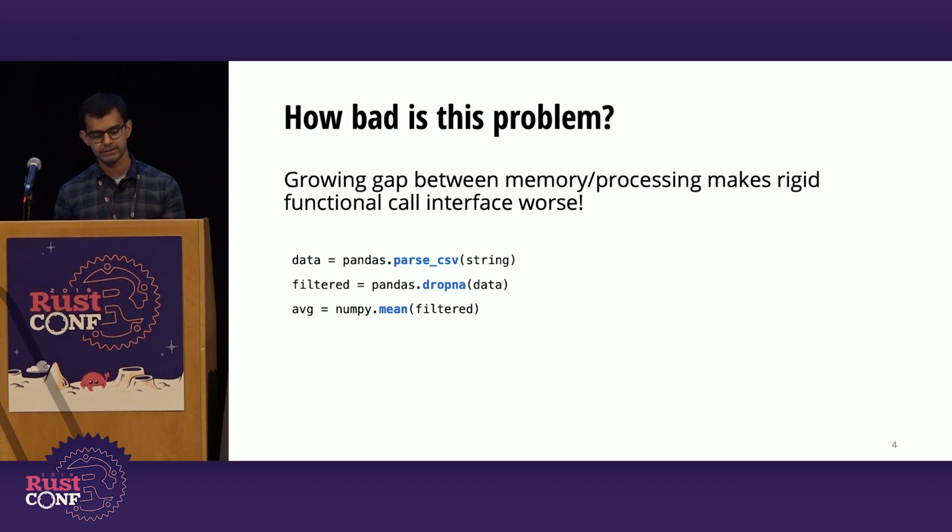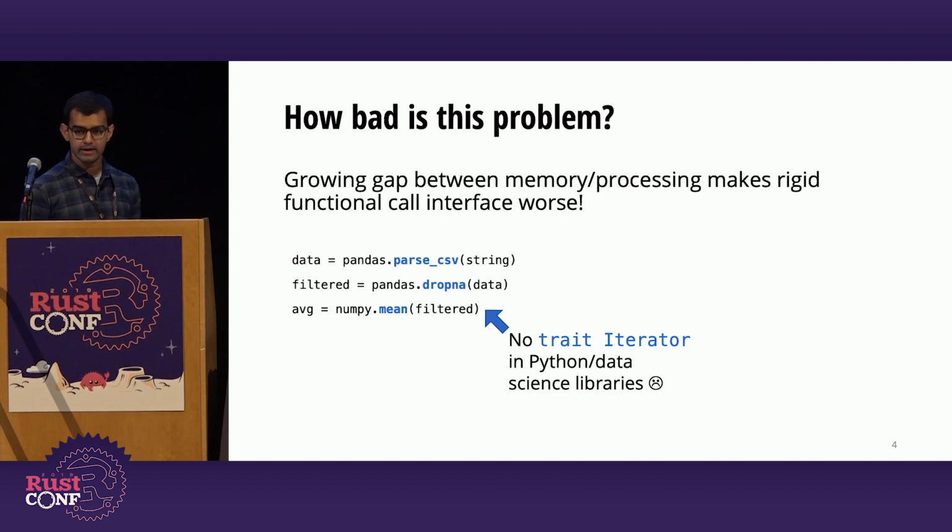So as an example of this, here's a pretty simple Python program. It's using pandas to parse a CSV and then drop some null values, and then it's using NumPy to compute a mean. And realize for these Python and data science style libraries, there's nothing like trait iterator, right? The interface to these libraries is you have some functions and you throw some data at them and they crunch some numbers and give you back a result.